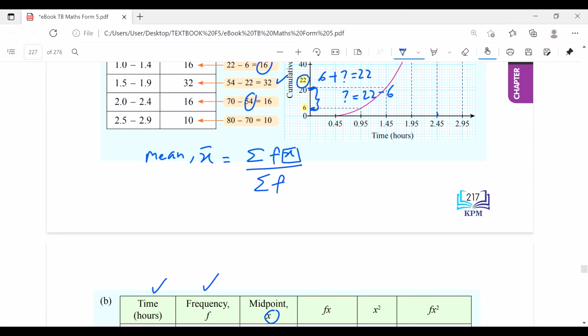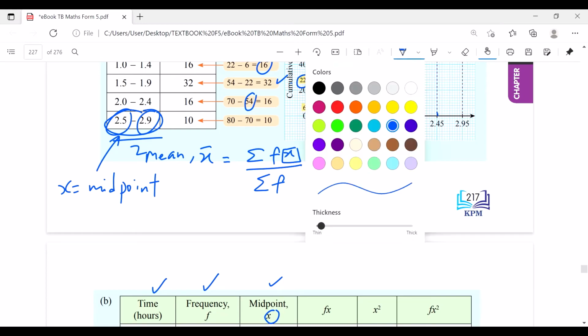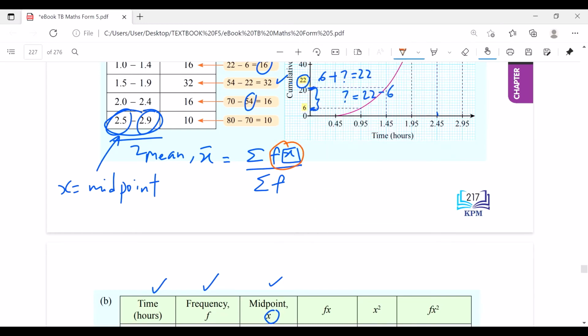That's why you add the x, because it is in classes form. You need to find the midpoint. Yeah, your x will be the midpoint. So how to find the midpoint? Once again, you plus lower and upper limit, you divide by 2. Yeah. Okay. Then the next column is, because you want to find your fx, so you will have fx, yeah, the column. Okay, enough, complete for your mean. You can find your mean here, yeah.